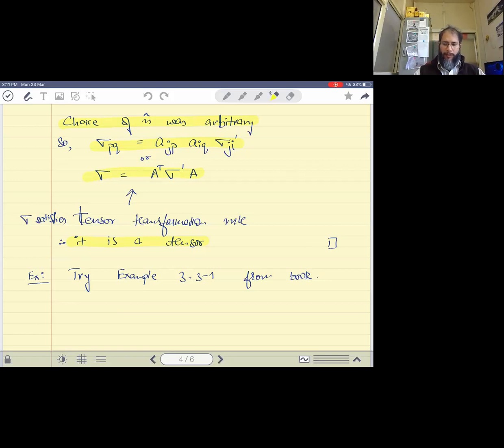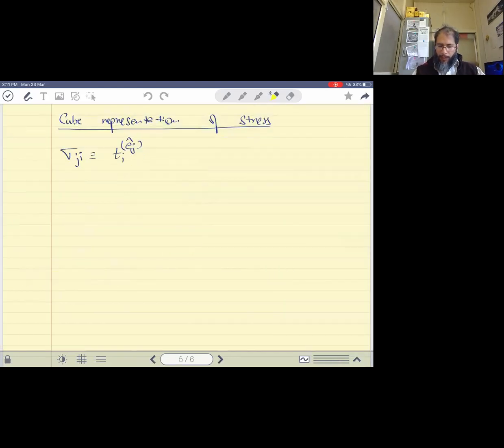All right, so I'll ask you to try example 3.31 from the book, which simply gives you a stress tensor sigma and asks you to find the traction vector on a given normal direction using the Cauchy stress principle. Any questions? All right.